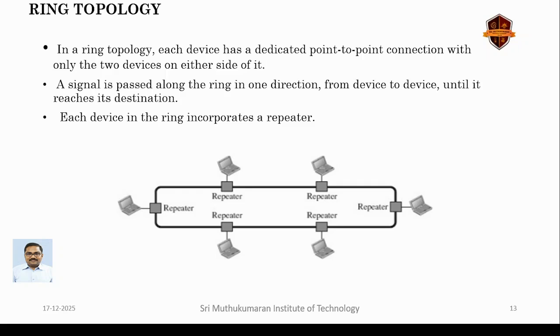It starts from the source, passes through the other systems, and reaches the destination. The additional network device used here is the repeater. Each and every system will have its repeater through which the information will be passed on to the next node or the next system. So this is what is called the ring topology.